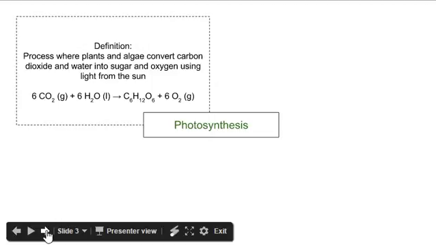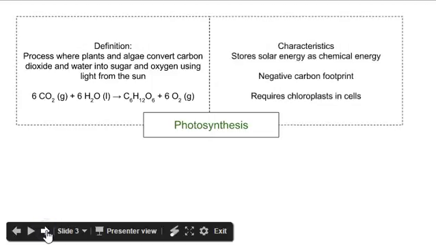And then with the definition here, a lot of times throughout the year, once we start to learn how to do chemical equations, you'll be able to give an example equation as well. So our characteristics, things that we know are photosynthesis: the solar energy is stored as chemical energy. There's going to be a negative carbon footprint because it's removing carbon dioxide from the environment. And this requires chloroplasts to be present in the cell. Chlorophyll is the chemical that helps this happen, and chloroplasts are the part of the cell where it's contained.